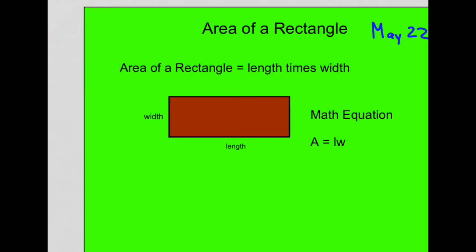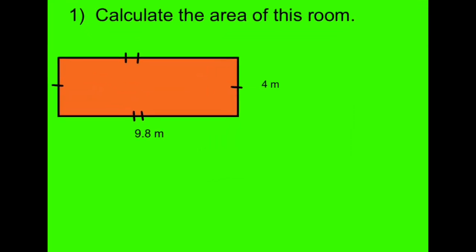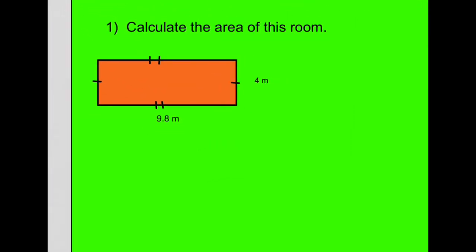Now, let's do a question like this. So I'm going to flip forward. So we have a rectangular room here, and the question says calculate the area of this room. Now, when I get you to do these kinds of math problems, I want you to always start off with the math equation. So we're going to start with our math equation for area of a rectangle. Area equals length multiplied by width.